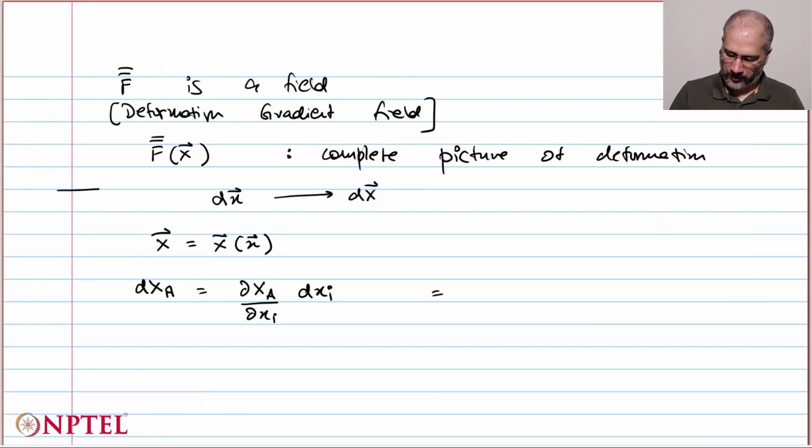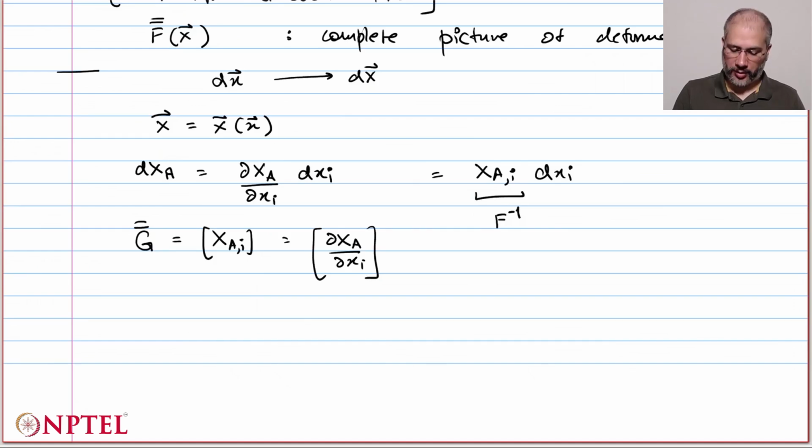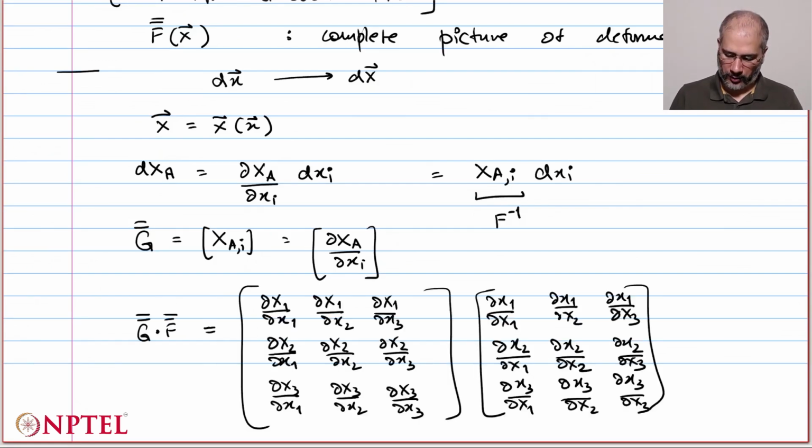This we can also write as capital X_{A,i} times dξ. So this tensor that we have got here is actually the inverse of the deformation gradient tensor that we just got. So let's say this tensor is G, which is given as capital X_{A,i}, or I can write this as partial capital X_A upon partial small ξ tensor. And what I'll do is I will multiply this G with the F that we had and see what we get. So this is the dot between G and F.